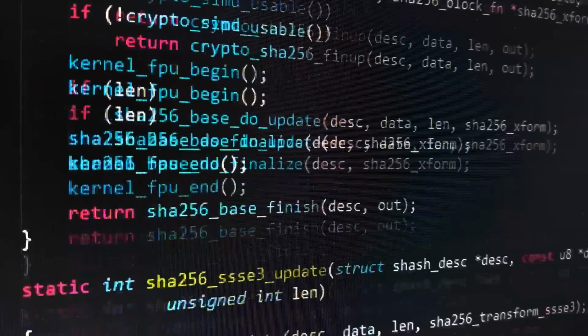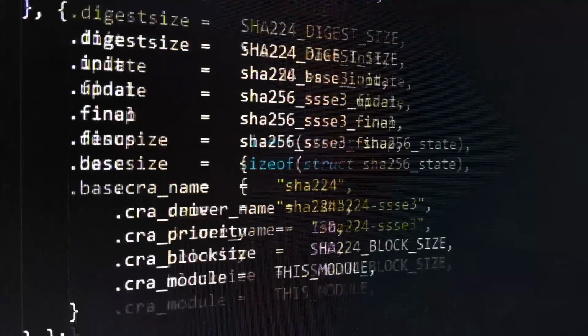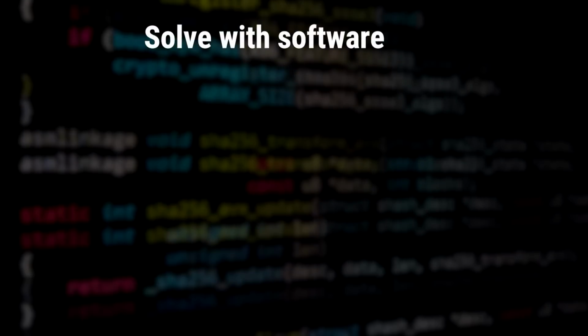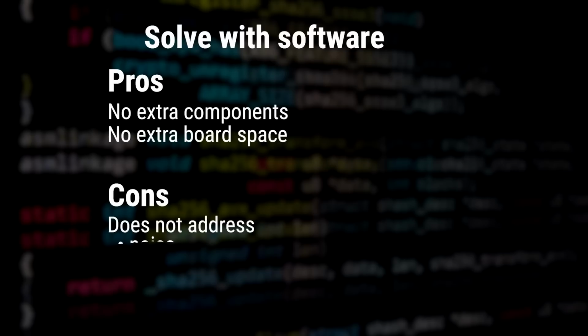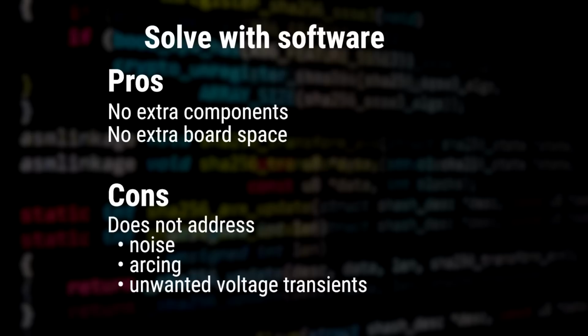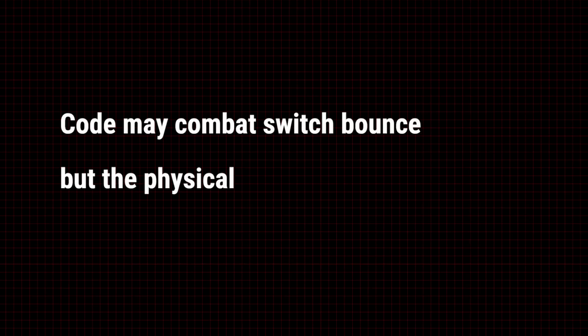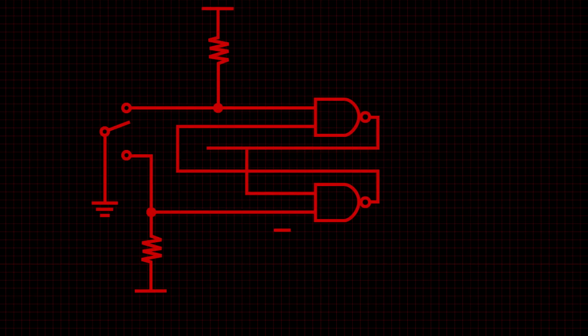Solving switch bounce can be achieved either in the software or with hardware, but each has its own pros and cons. Using software to solve switch bounce requires no extra components or board space, but does nothing to address noise, arcing, or unwanted voltage transients in the circuit. And while code may combat switch bounce, the physical circuit remains vulnerable. Using hardware to solve switch bounce can be achieved in multiple ways.